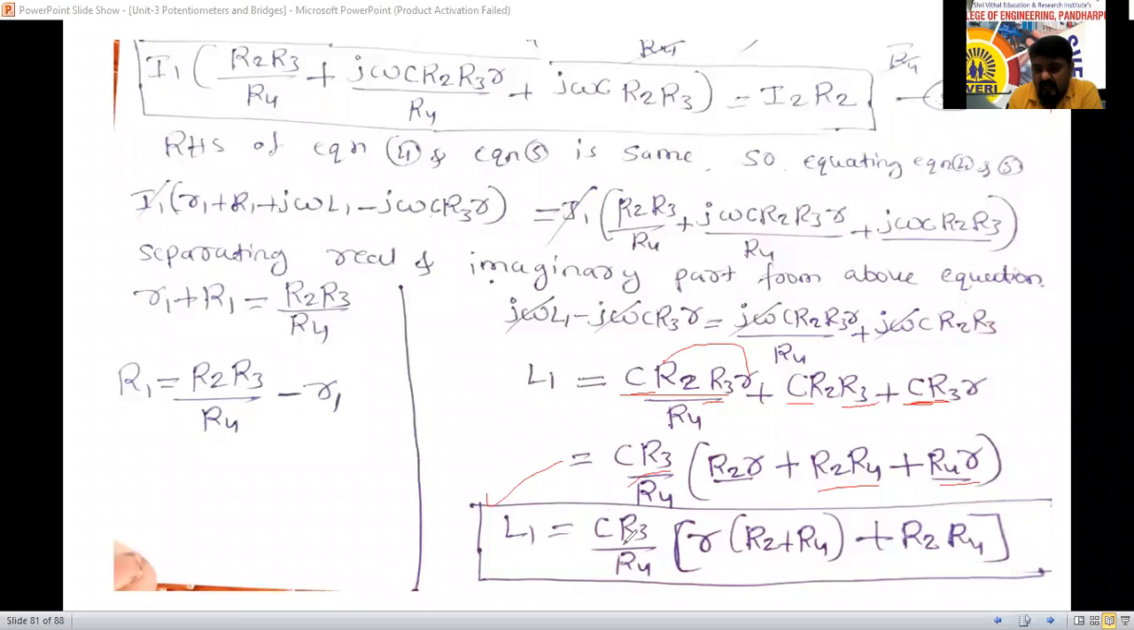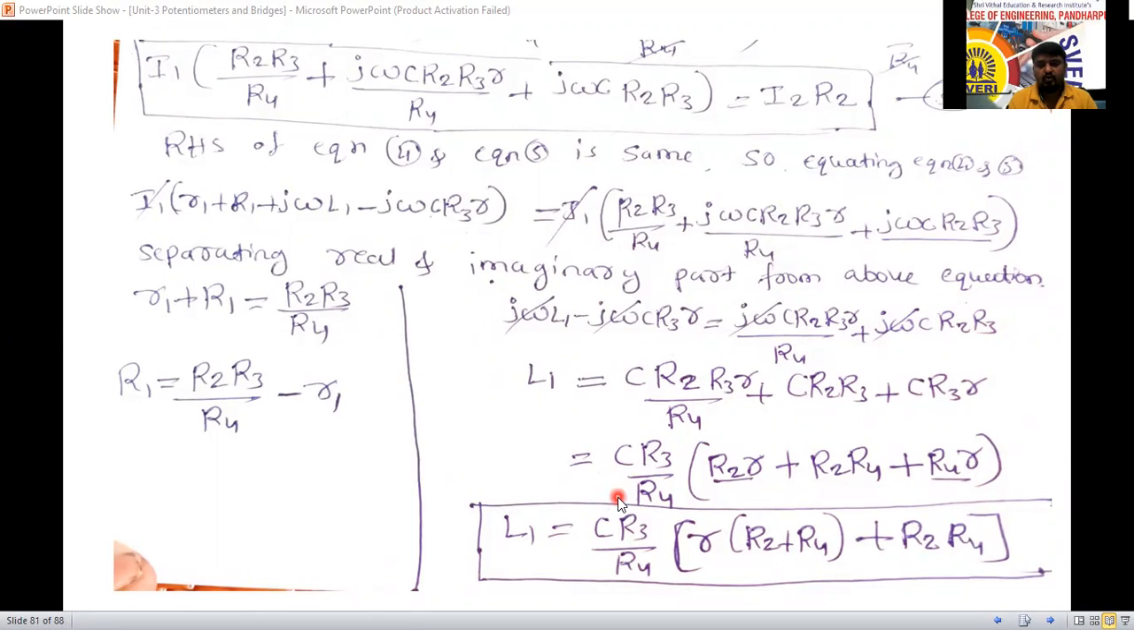You can check now. Is there any R1 term here? Is there any R1 term in this equation? Is there any R1 term? In this equation of L1, is there any R1 term? No, sir. So here, is there any L1 term? No, sir. Then both the equations are independent of each other.